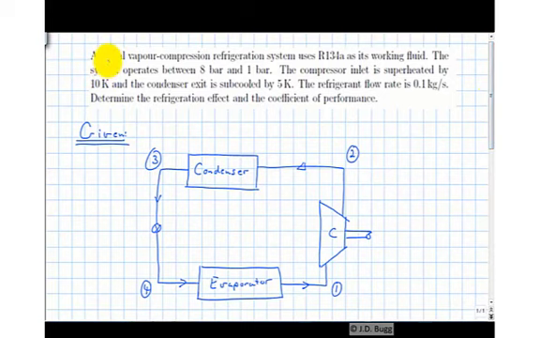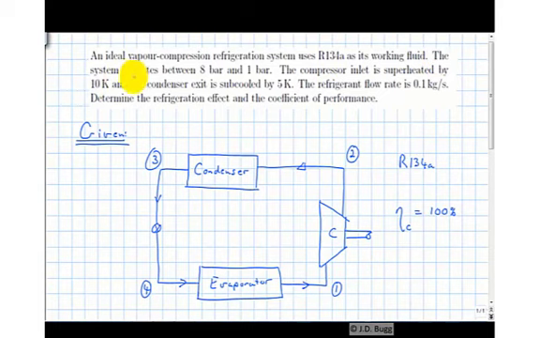An ideal. So the first thing we see here is it's an ideal vapor compression refrigeration system. Remember what that means is that the isentropic efficiency of the compressor is 100%. That's what ideal means. It's using R134A, so we'll just note that the working substance here is R134A. That tells us which of the tables we're going to have to get information from.